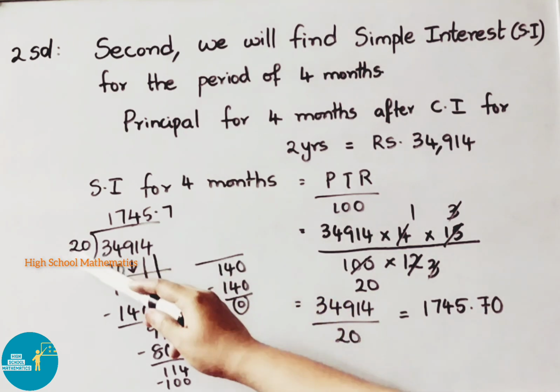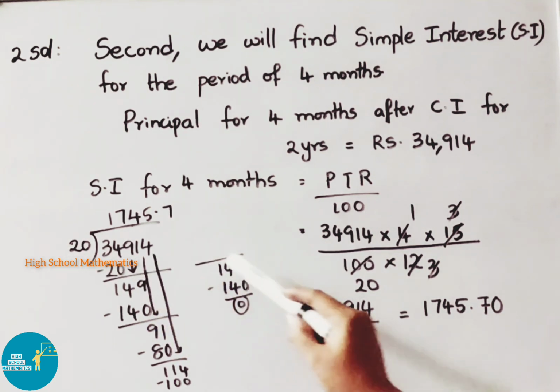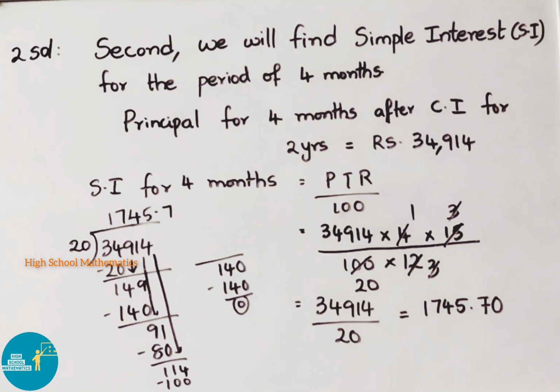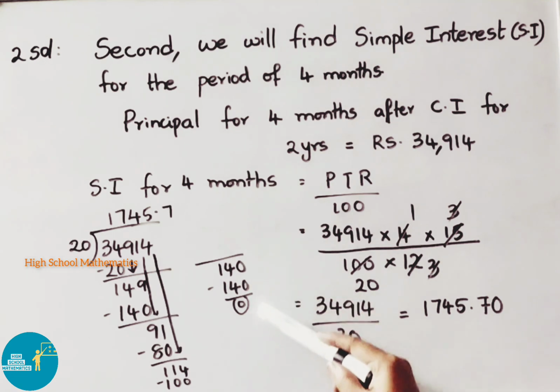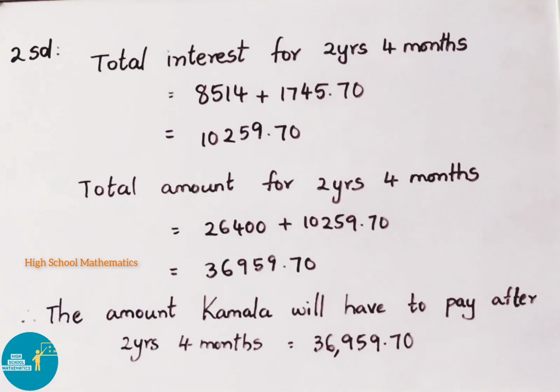14 is less than 20, so we keep a decimal point here and add a 0. Now the number is 140. 20 times 7 is 140. On subtracting both we get the result 0. Therefore simple interest for 4 months is 1745 rupees 70 paise.